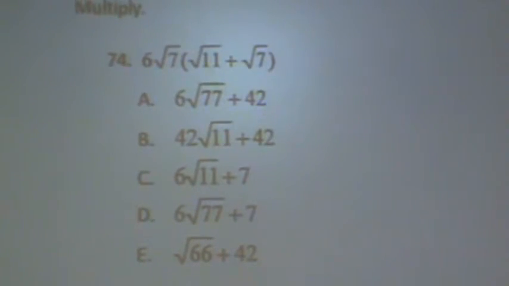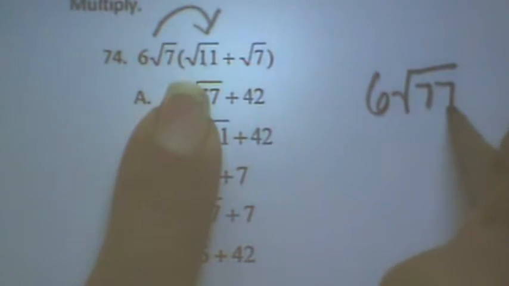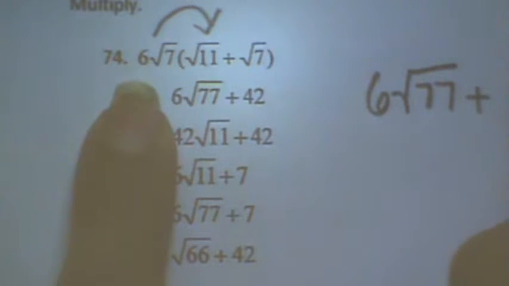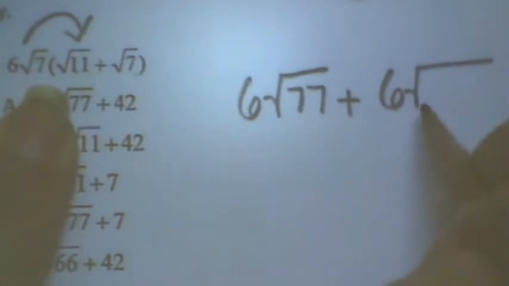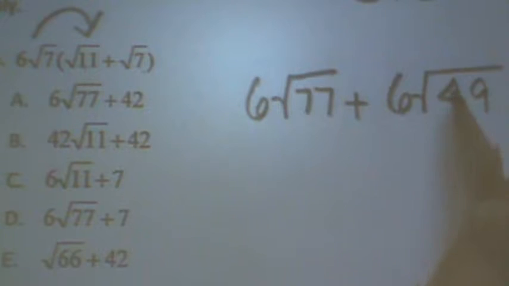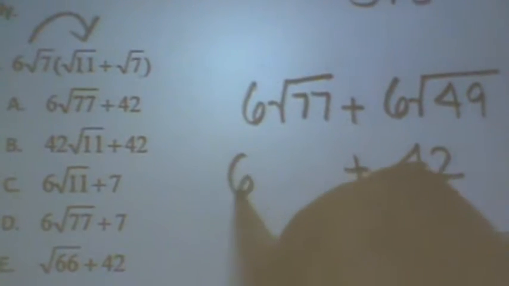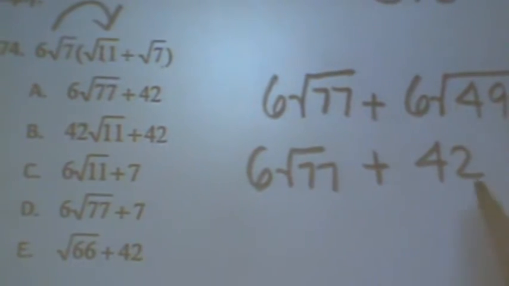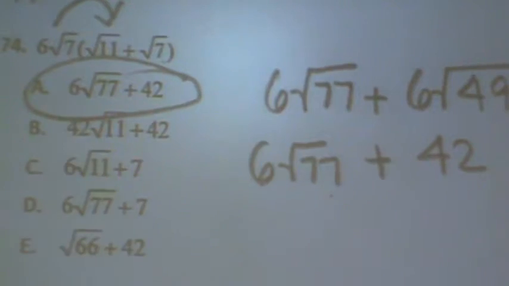74, you are going to distribute. So we have 6 root 7 times root 11. So that would be 6 root 77 plus 6 times root 7 times root 7, which is root 49, which is really a 7. Square root of 49 is 7. So 7 times 6 is 42. So the answer would be 6 root 77 plus 42. Looks like A is the correct answer.